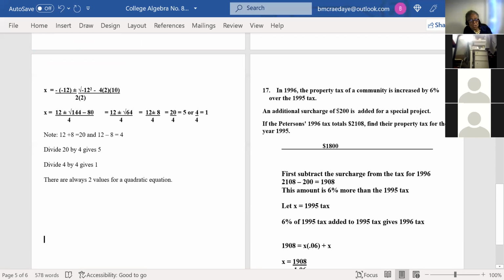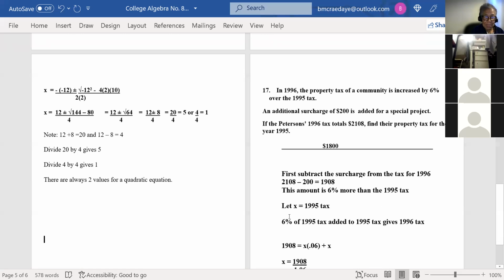1996, you had a surcharge of $200. Okay. So if the Peterson's 1996 tax totaled 2108, and we want to find how much it increased, what we have to do is subtract that 200 out because that was a surcharge. So the first thing we do is subtract out the surcharge for 1996. So that total tax is 1908. Now this amount is 6% more than the 1995 tax.